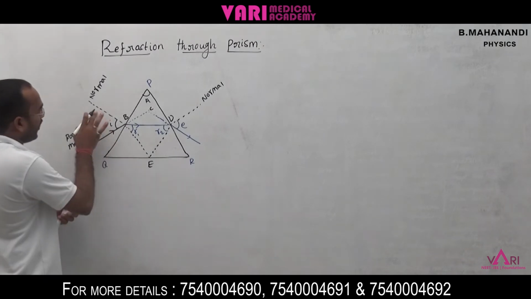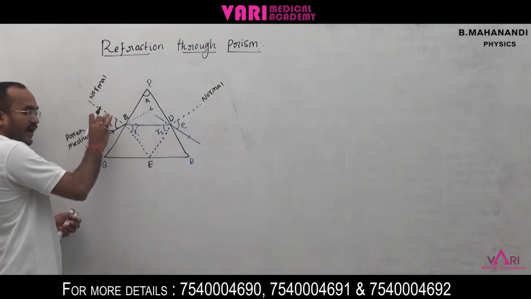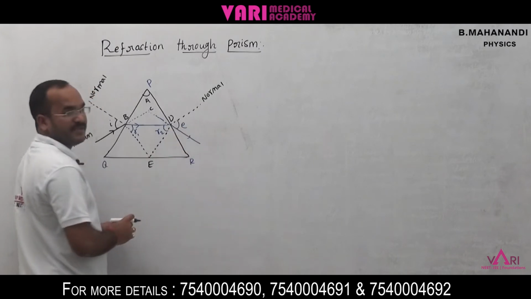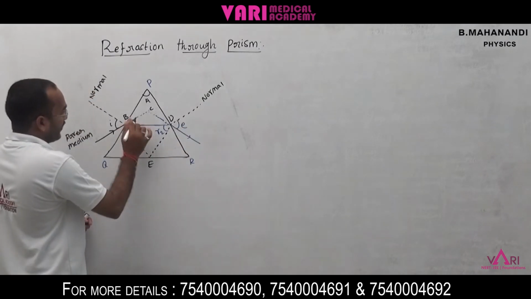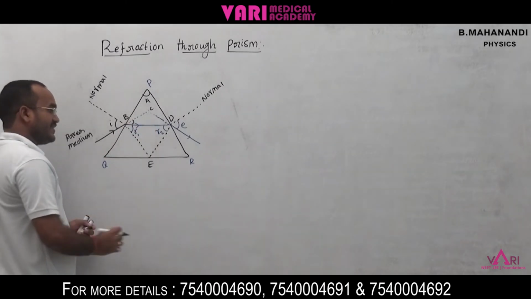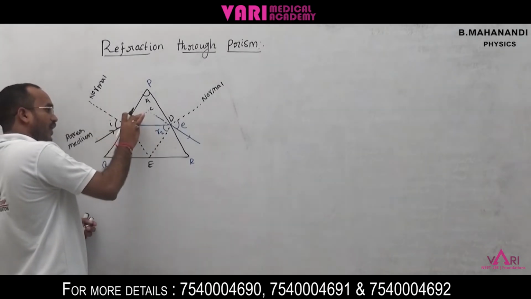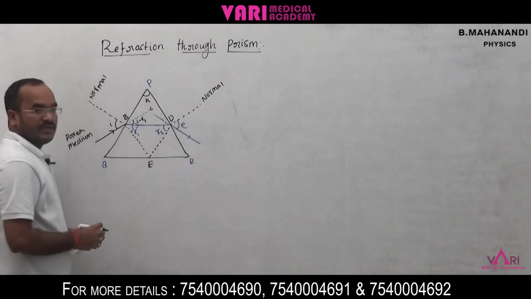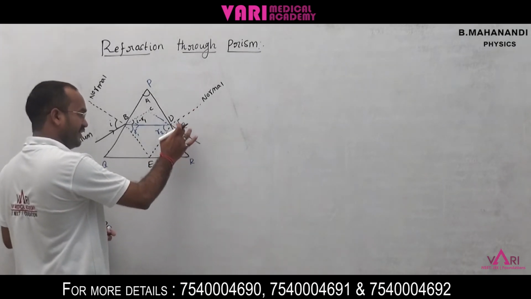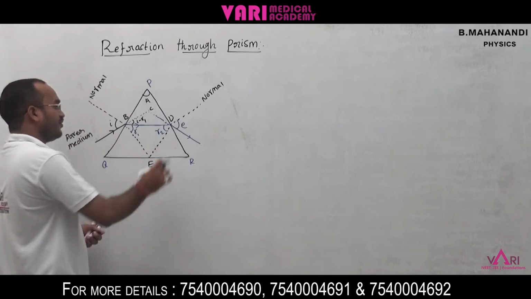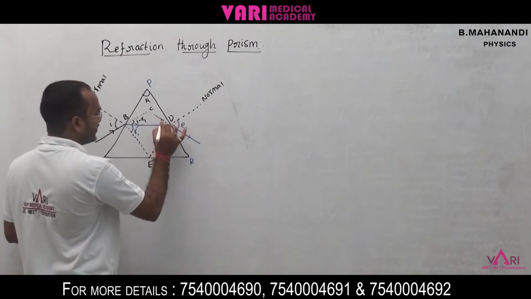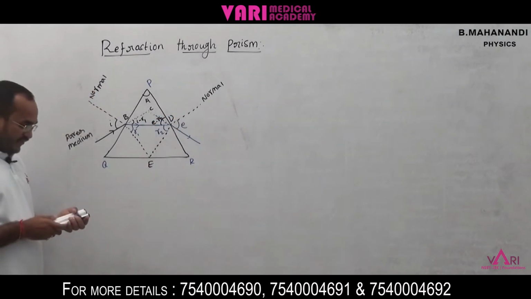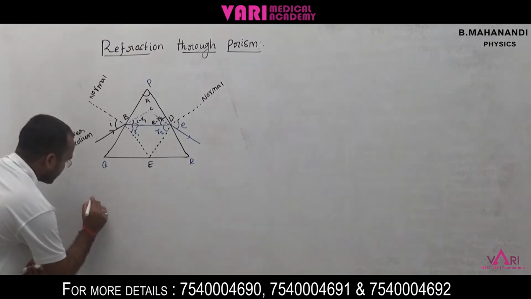Here, the angle between the normal and the incident ray is the incident angle I. The angle between the normal and the emergent ray is the emergent angle E. The remaining deviation of the angle at the first surface is I minus R1. Similarly, at the second surface the remaining angle is E minus R2. This is the deviation. What is the deviation now? It means the angle of deviation.